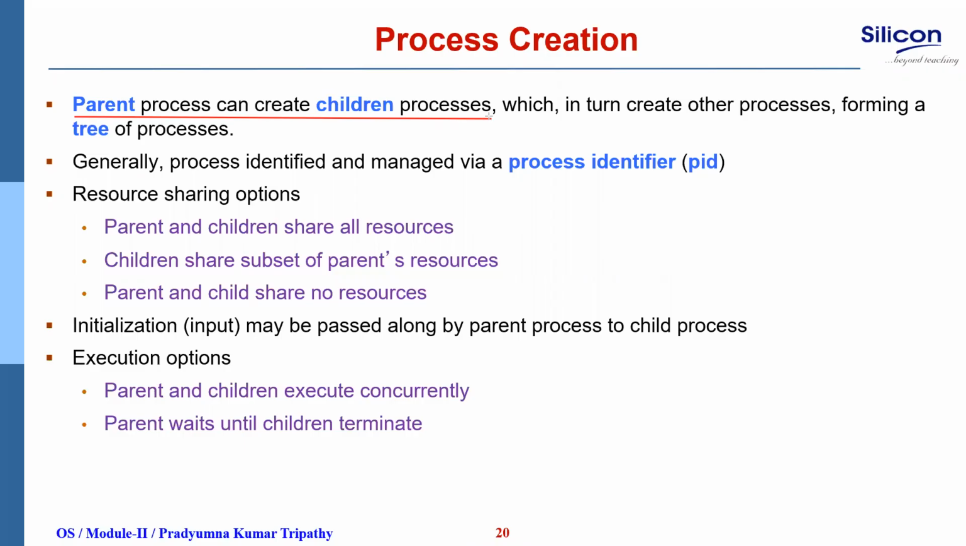The first process is created when the system boots, when the operating system is loaded. INIT is the first process that is created, with process ID 1. So a parent process can create child processes, which in turn create other processes, forming a tree of processes.